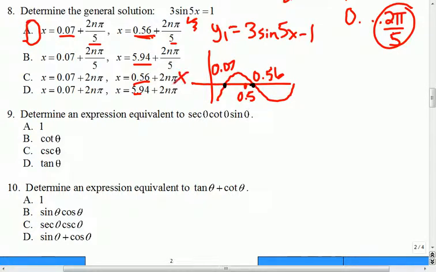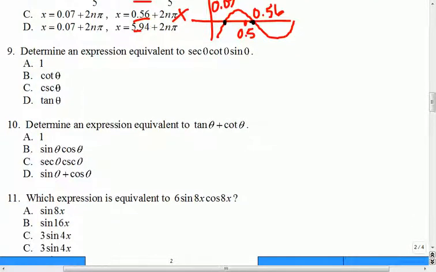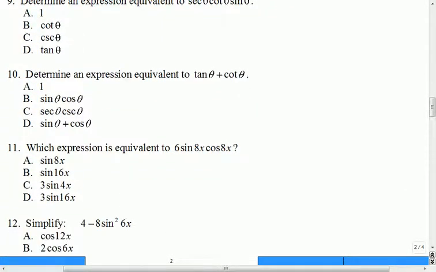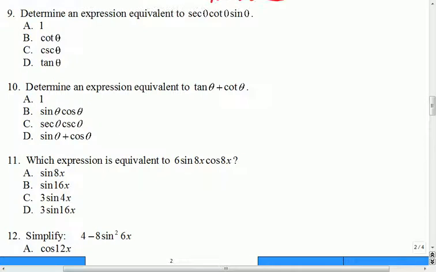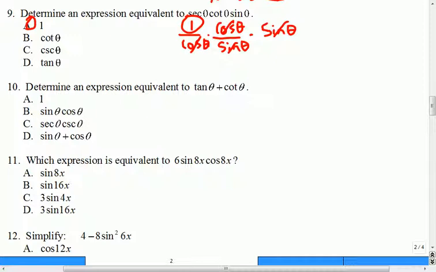This one does not have the correct period for the general solution. Okay. To determine an equivalent expression, well, this one's pretty straightforward. If we just rewrite them, 1 over cos theta times cos theta over sine theta times sine theta, well, then these would all disappear, and all I'm left with is 1. Okay, so A.